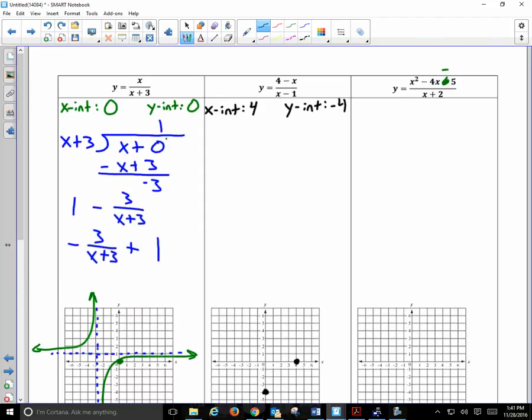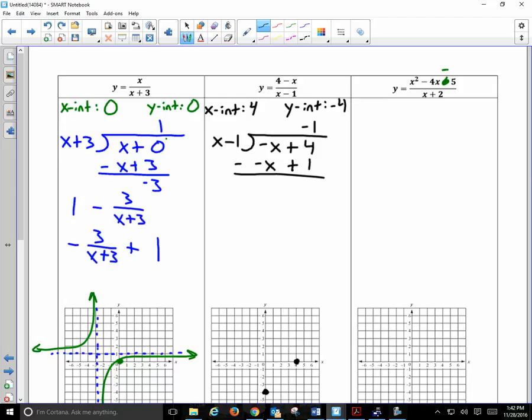I have a -4. The y-intercept will happen when x is equal to 0. So if you have 4 minus 0 divided by 0 minus 1, we have 4 over -1. Better? So now, in order to get the rest of the graph, I will divide this. And as I divide it, I'll have x minus 1 goes into -x plus 4. What do you multiply x by to get -x? -1.